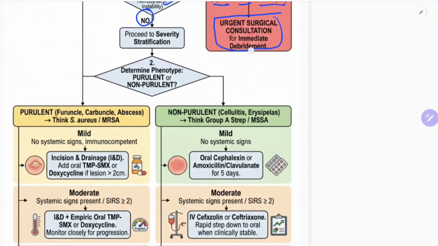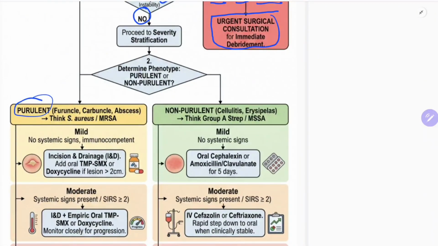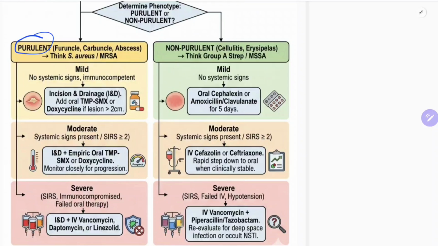Two classifications. Now, pus present, purulent infection. Now you classify as mild, moderate, severe. For mild, no systemic signs, not immunocompromised, incision and drainage along with adjuvant oral antibiotics. If the lesion is more than 2 cm, cotrimoxazole you can give, or doxycycline you can give. Okay. For moderate and severe, IV antibiotics should be given. Remember this point. IV antibiotics should be given.